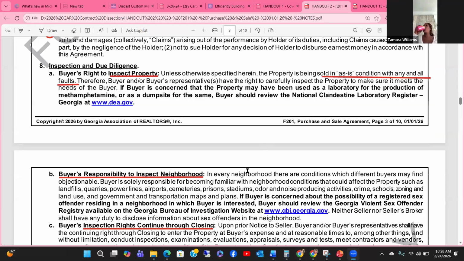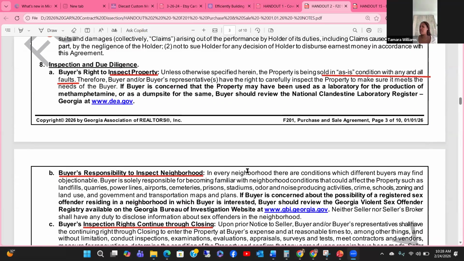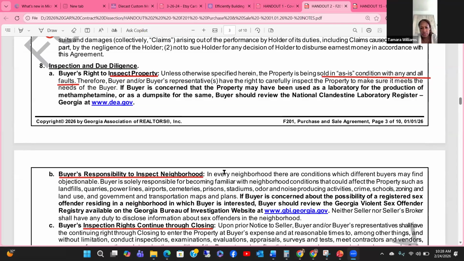All right, let's move on a little bit to inspection and due diligence. Every property is sold as is. And what as is means, there's a lot of people that think, oh, the seller's selling it as is, I can't have any inspections done. No, no, no, no, no.